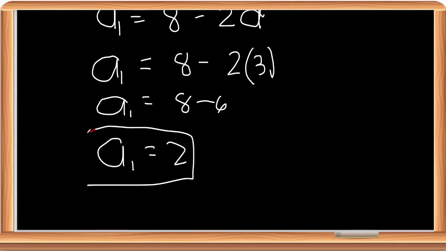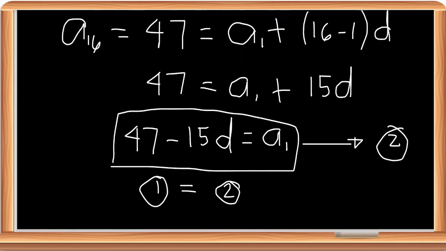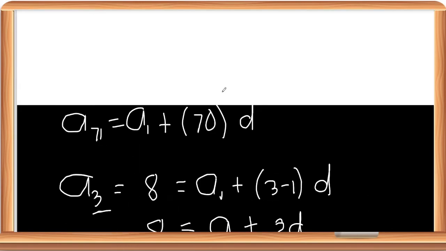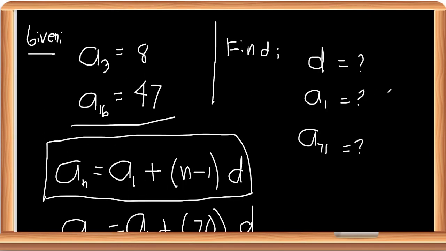So, may sagot na tayo ngayon. A sub 1 mo is 2, d is 3. Lagay na natin dito. Pinangkukuha sa atin, a sub 1, this is 2, and d is 3. Ngayon, ang pinapahanap is a sub 71. You can now use the original formula again, no? A sub 71, kukunin mo yung pang 71st term, yan ang hinahanap mo.